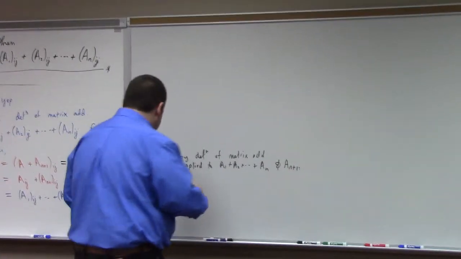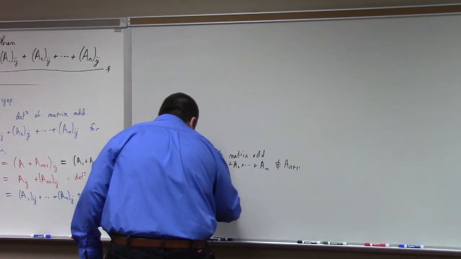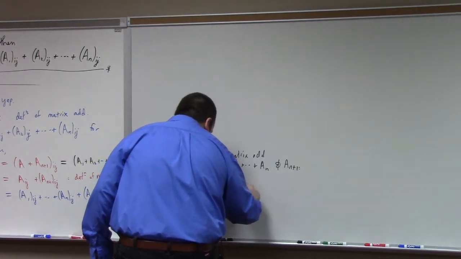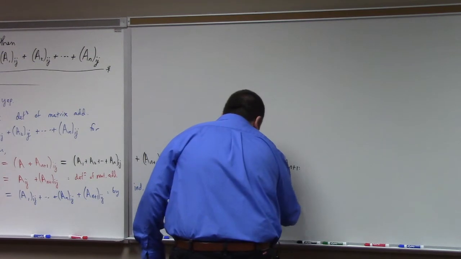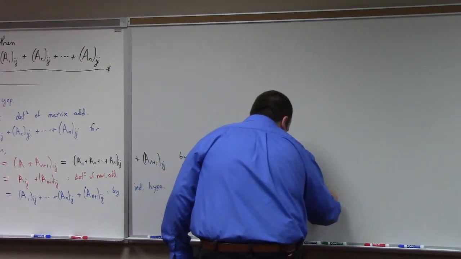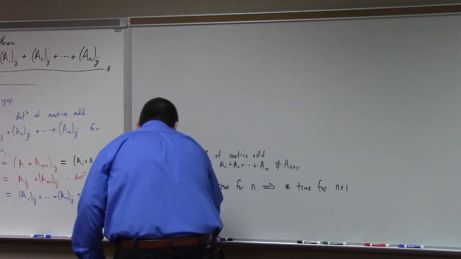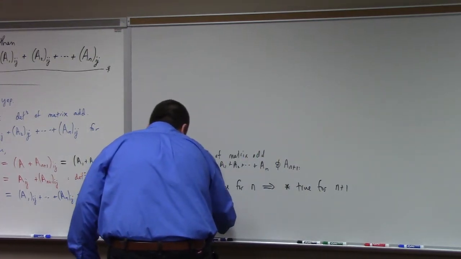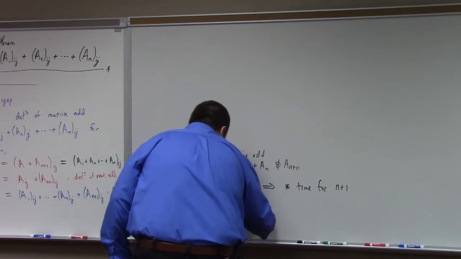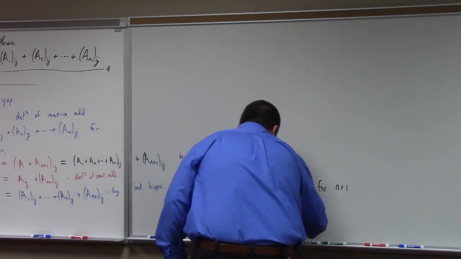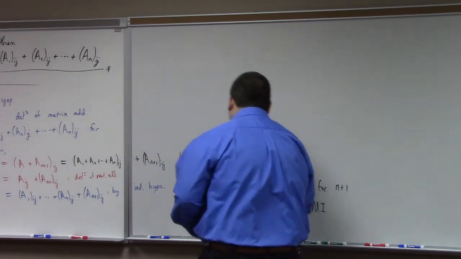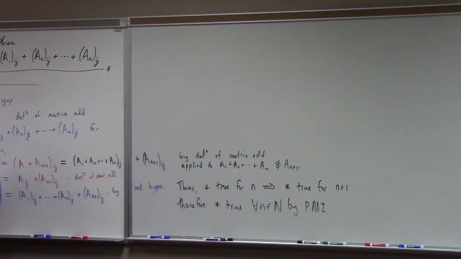Well, thus, star true for n implies star true for n plus 1. Therefore, star true for all n in the natural numbers by proof by mathematical induction. But in a pinch, I'll just write, consequently, the proposition is true by induction on n, if I haven't labeled star. But to be more precise, that's good.